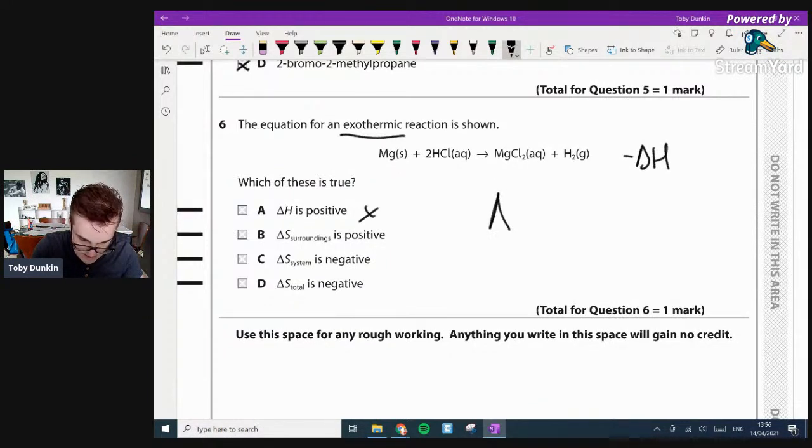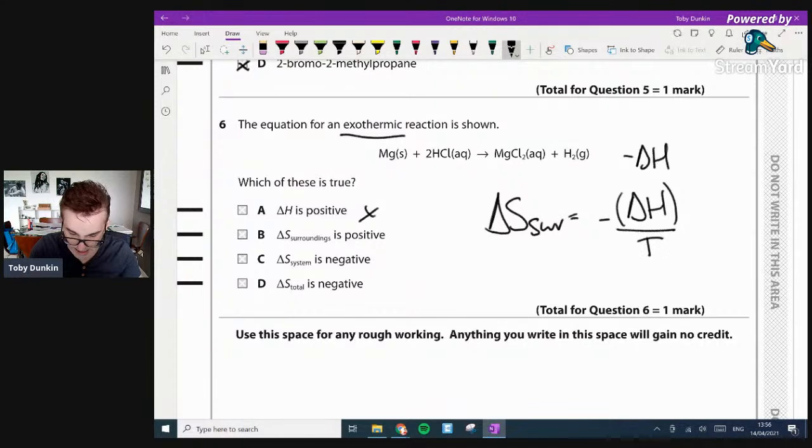So delta S surroundings, delta S equals minus delta H over T. Now that's quite clever, because the delta H itself is negative. So it's going to do negative times a negative, which gives me a positive. So the delta H surroundings will indeed be positive.